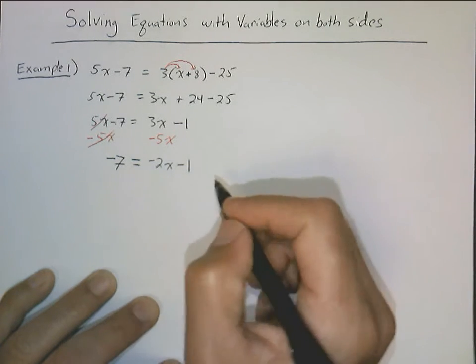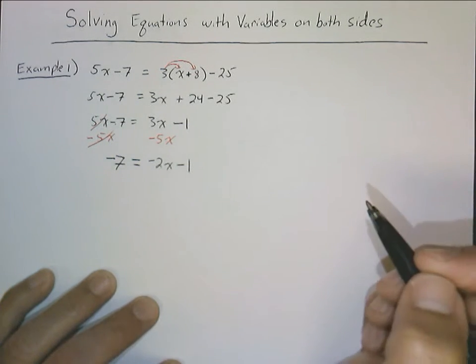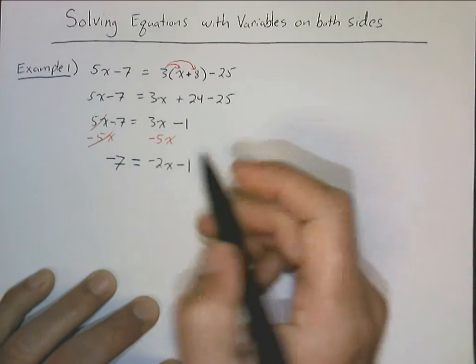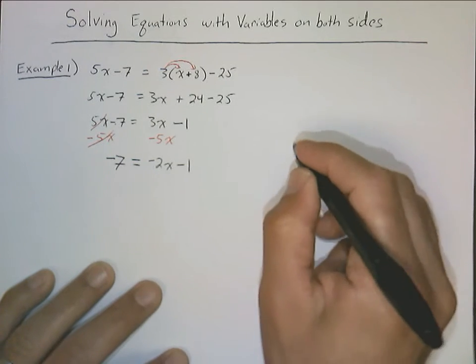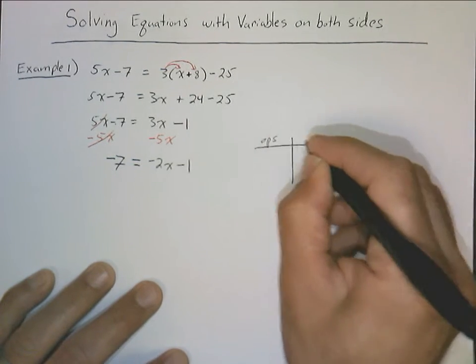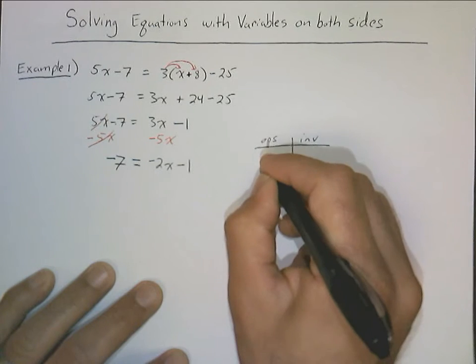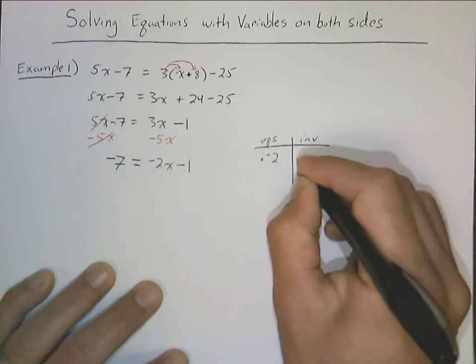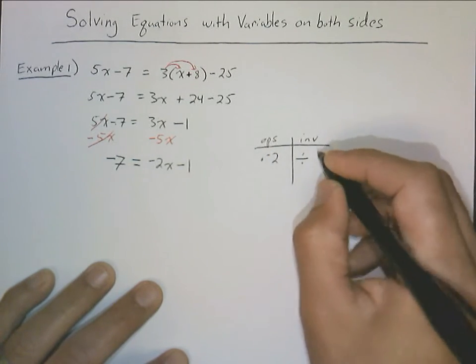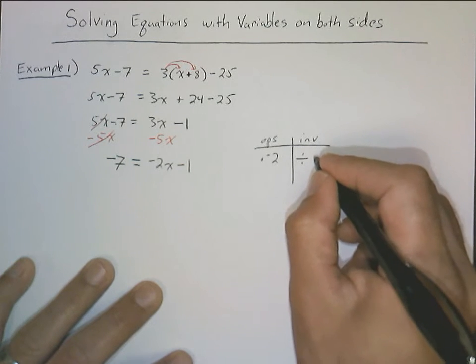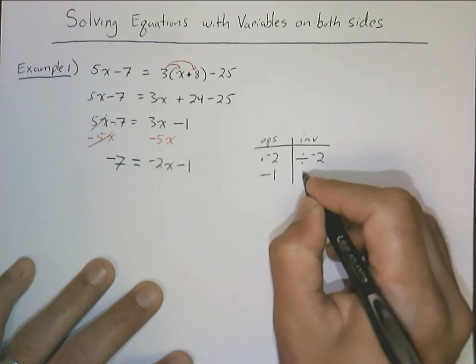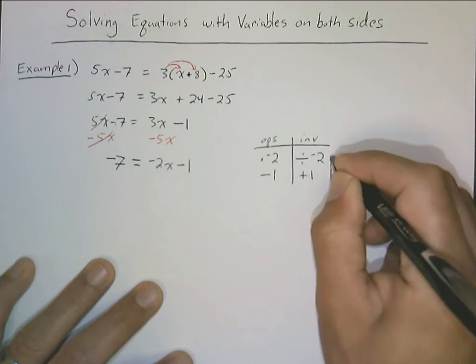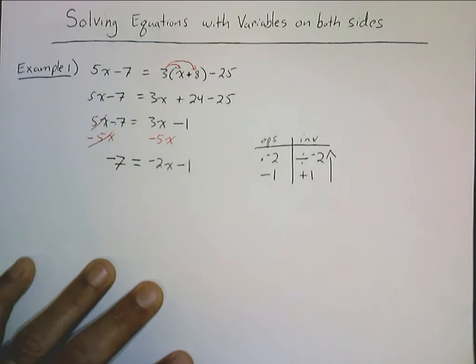And now we can just undo what's being done to this unknown x. Back in the situation of just a regular old two-step equation. If we want to, we can make a little table. First thing being done to x is multiplying by negative 2. We undo that by dividing by negative 2. Next thing, we subtract 1. We undo that by adding 1. So we apply those inverse operations in reverse order to both sides of the equal sign.